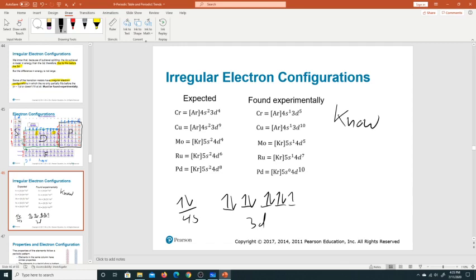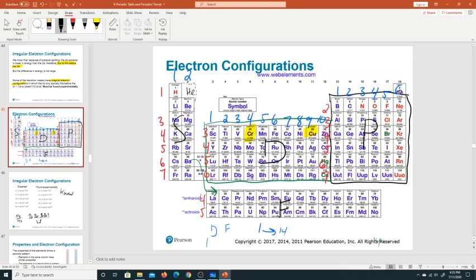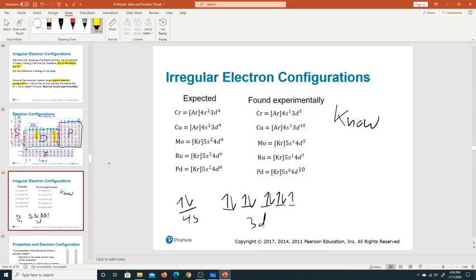Molybdenum, 5s1 4d5. Notice molybdenum is in the same column as chromium. Silver is in the same column as copper. So is gold. Now ruthenium, I don't expect you to know this one. I'm going to cross this off the list. You don't have to know that. And palladium, I'm going to cross that off as well. You don't need to know that one either.